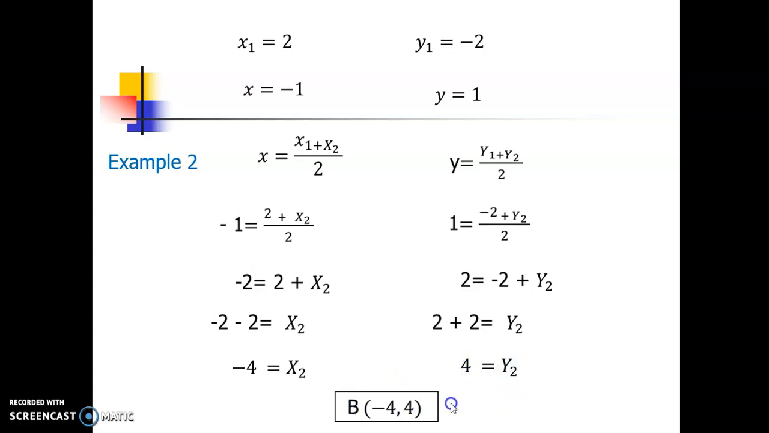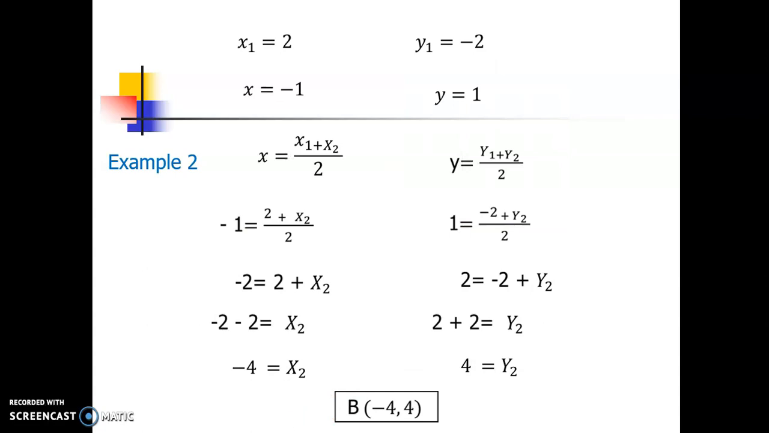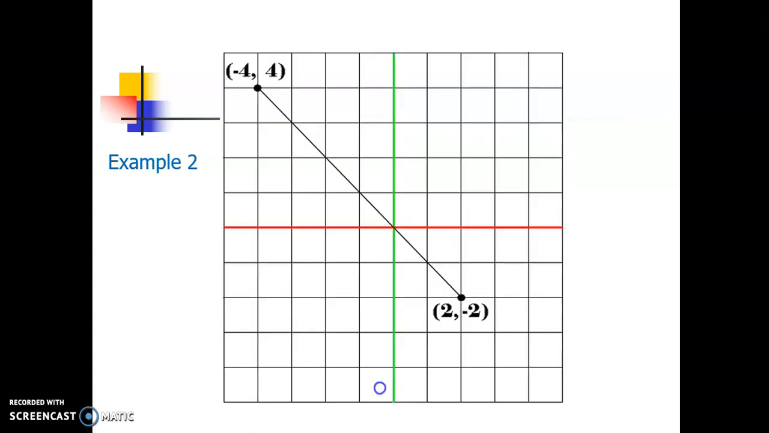Ito lang yung topic natin for this week about midpoint of a line segment. Sana may natutunan kayo. After natin makuha yung other endpoint, ipa-plot nyo na siya sa Cartesian coordinate system. So, for the checking, ganun lang siya kadali.